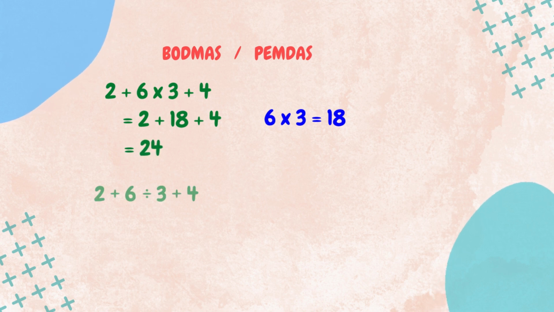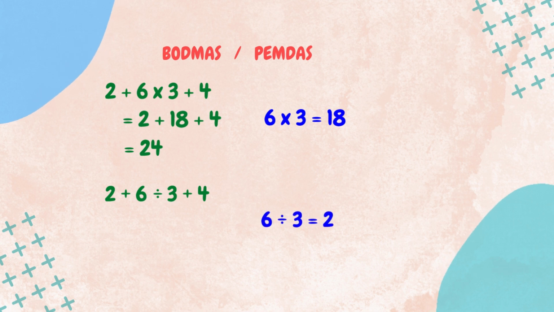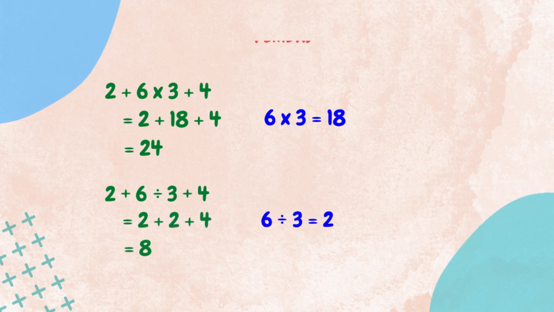Work out 2 plus 6 divided by 3 plus 4. The operations are addition and division. Division comes first. 6 divided by 3 gives 2. Then 2 plus 2 plus 4 gives 8.